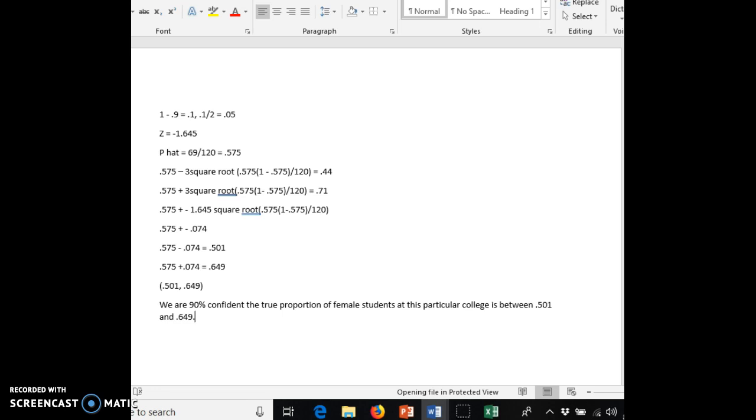Now you could also make this confidence statement as a percentage, just saying we're 90% confident the true percentage of female students at this particular college is between 50.1% and 64.9%. You would just need to make sure that you converted the 0.501 and the 0.649 to a percentage, and that this was percent or percentage instead of proportion.